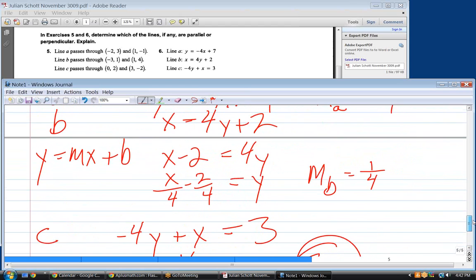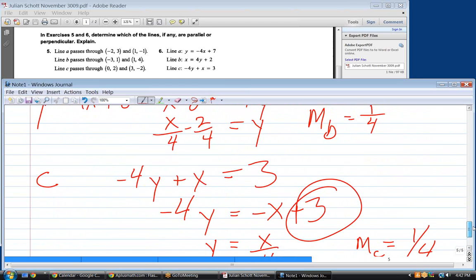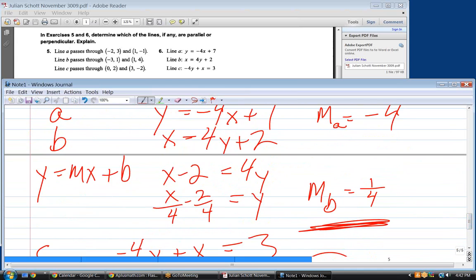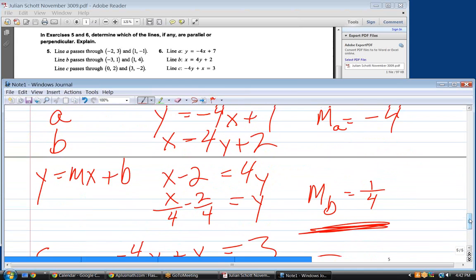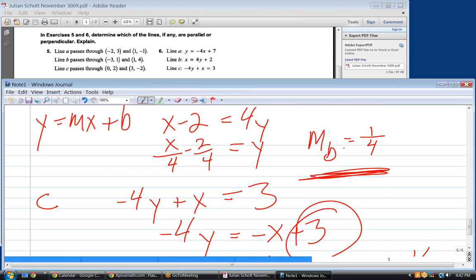Parallel. To which one? B. Okay. A was minus 4, and B was perpendicular to A. Well, if C is parallel to B, then it's also perpendicular to A.